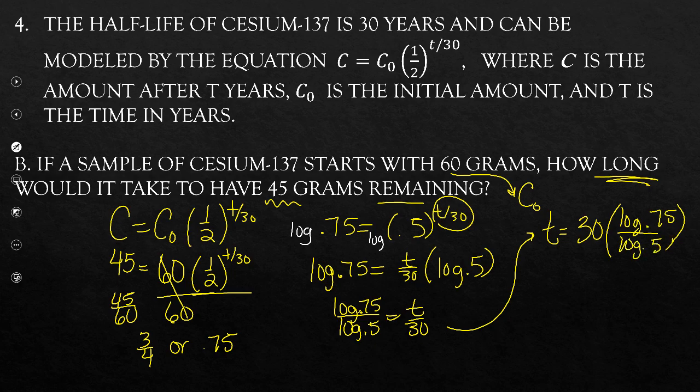There you go. So let's type that into our calculator. You can put it in just like that. 30 and then the fraction bar, log of 0.75 in the numerator over log of 0.5 in the denominator. Press enter, and it should give you the correct value.